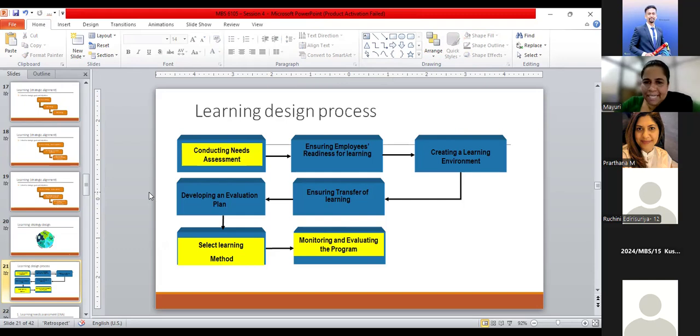Out of these 7 steps, these 3 selected steps will be thoroughly discussed. Other steps are just discussed. And we are now doing the 7-step model of learning strategy design. Right? 7-step model of learning strategy design. Okay.